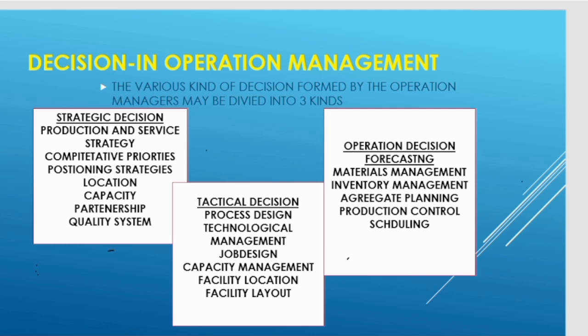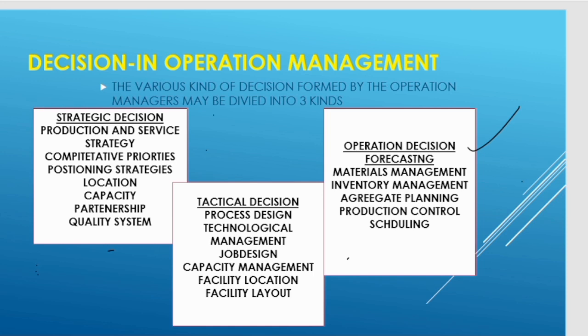Decisions in operation management. What decisions does the operation manager take in operation management? We divide these into three categories. First one is your strategic decision. This one is your long term decision, and tactical decisions. These are in medium terms, let's say within 1 year or 1 to 2 years. And operation decisions, operation and forecasting, these are the day-to-day decisions you take to operate your business. In strategic decisions, we consider the production and service.